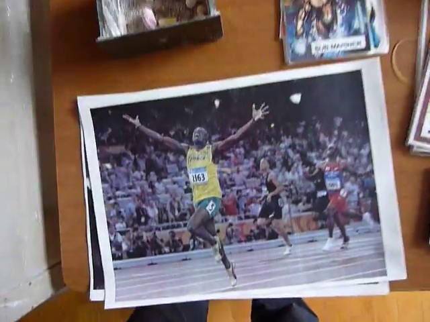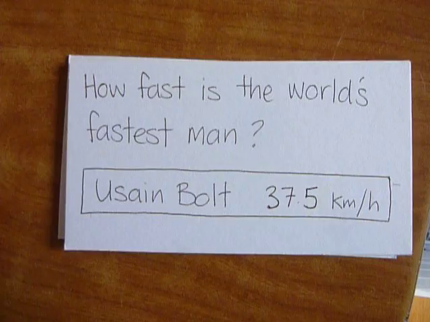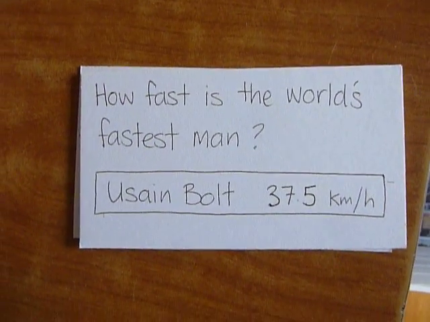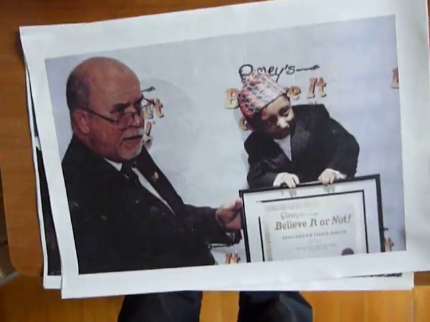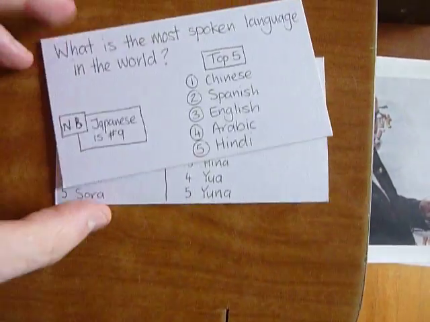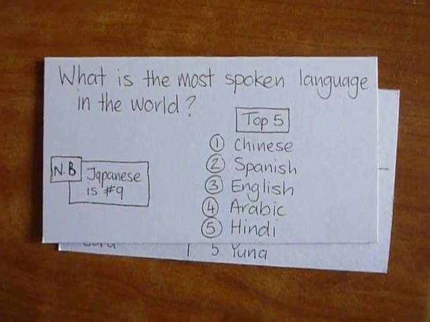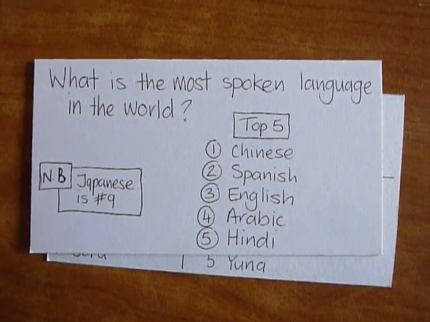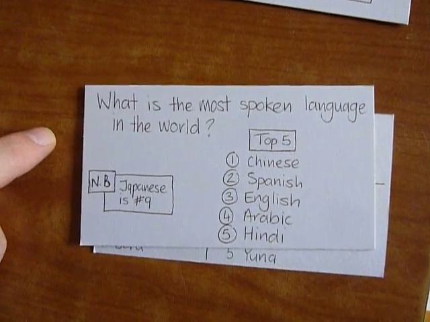The next question is Bolt, so basically the same. How fast is the world's fastest man? If we're just on the cheetah, what about Bolt? Next picture. Oh, sorry. Next picture is not connected with this card. Next one, there's no picture to go with it. What is the most spoken language in the world?